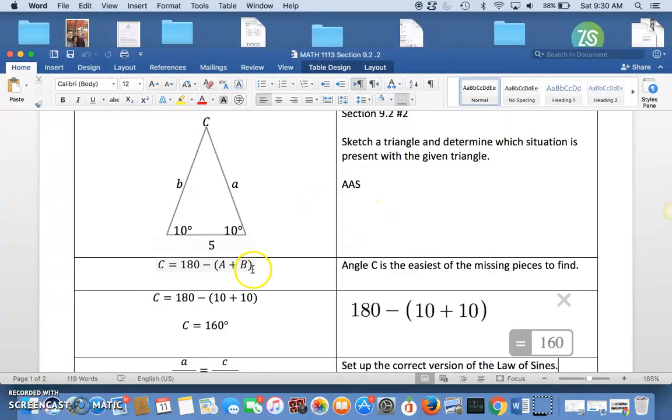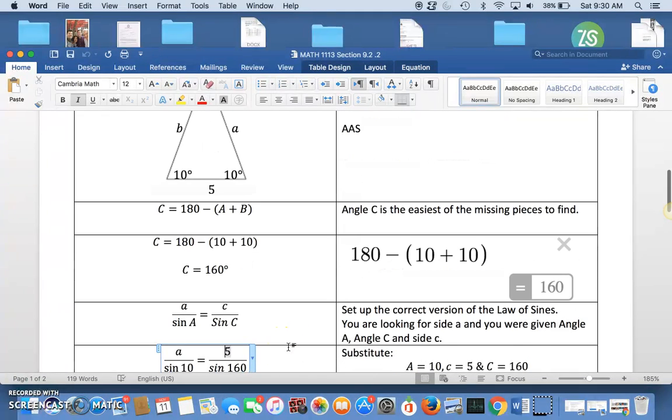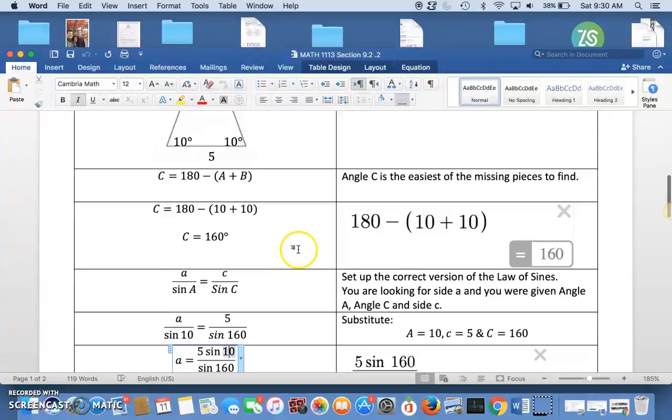So let's find the third angle. We add the two angles we already know. 10 plus 10 is 20, and we subtract it from 180, and we get 160. Hopefully you didn't need the calculator, but if you did, there's the arithmetic for it. Now that you know all three angles, you can find the missing two sides. The missing two sides are going to be the same because they're the sides that are opposite those 10-degree angles.